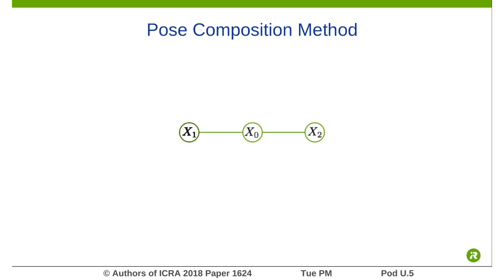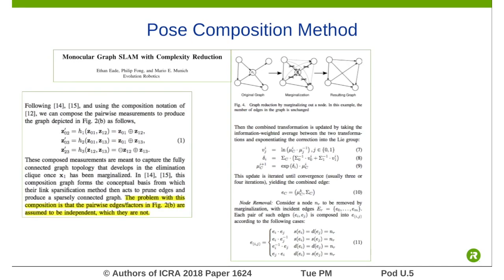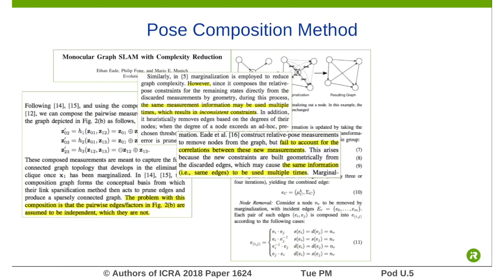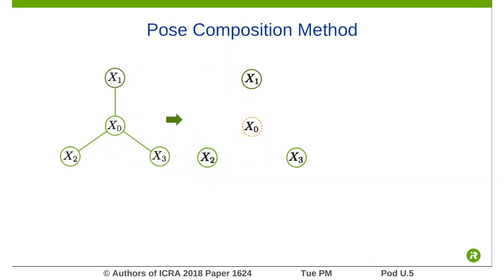Another commonly used technique for removing nodes in a pose graph is pose composition, or PC. After removing x0, PC composes the original relative poses between x0, x1 and x0, x2 and computes the new edge between x1, x2. PC is widely used due to its simplicity and speed. However, while it is optimal for a simple two-edge graph, many note PC is not generally optimal due to information duplication. To demonstrate, let's remove a node with three neighbors.